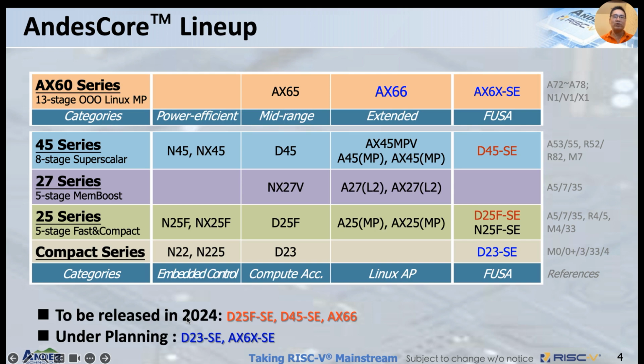Also, we are planning to release new cores this year in 2024. These are the D25FSE, D45SE, and AX66. And also, we are actively planning for future cores. These are D23SE and AX66XSE.